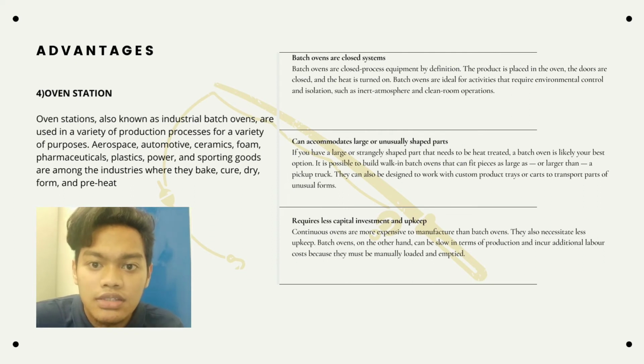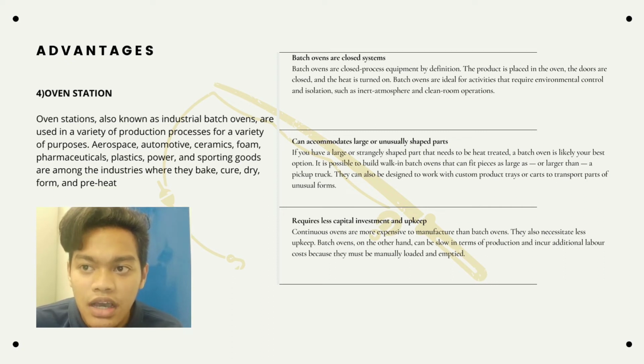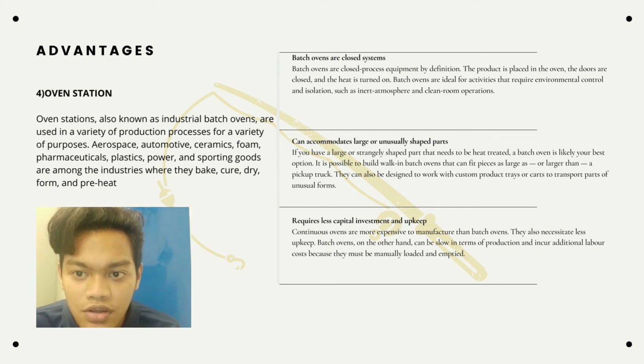Okay, the last one is the advantages of the oven station. Oven station, also known as an industrial batch oven, is used in a variety of production processes for a variety of purposes. Industrial batch ovens have three main advantages over automatic industrial conveyor ovens.